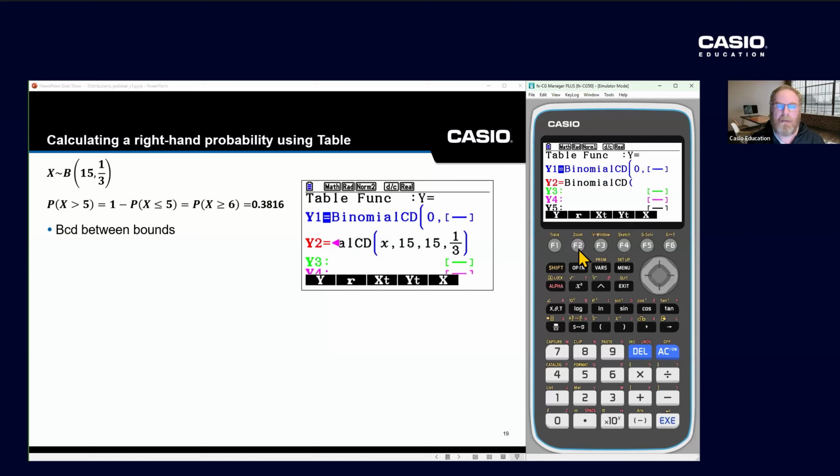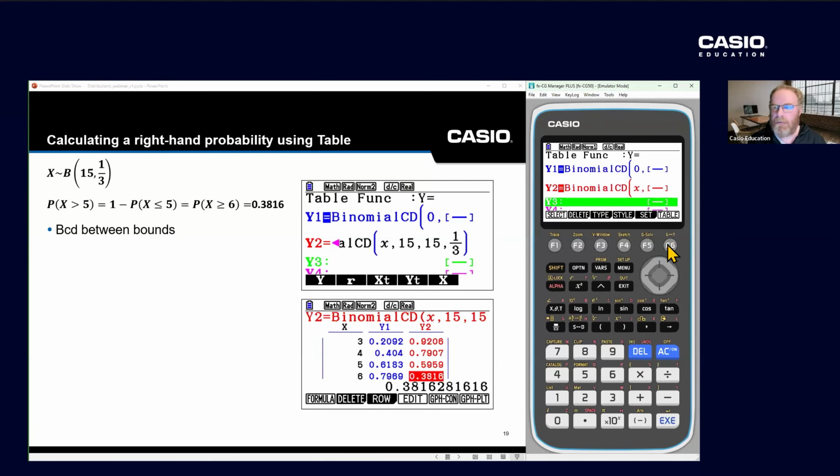BCD, but this time let's have the lower bound as my variable x. My upper bound needs to be the value of n, which is 15. Then don't forget to enter n as well. And my probability, I'll enter it as a calculation here. Okay. And then when I calculate, I don't need to change the variables in the settings because it's still going to be 0 to 15.